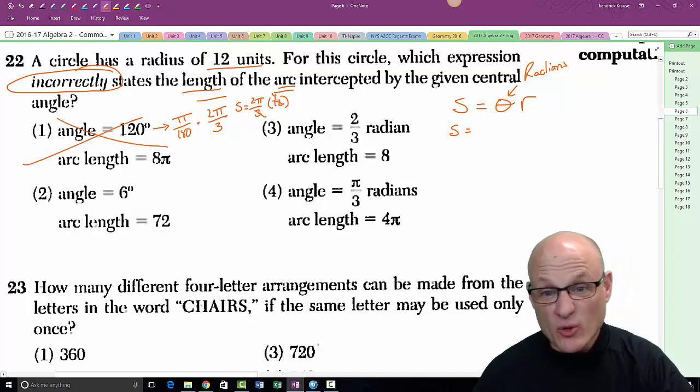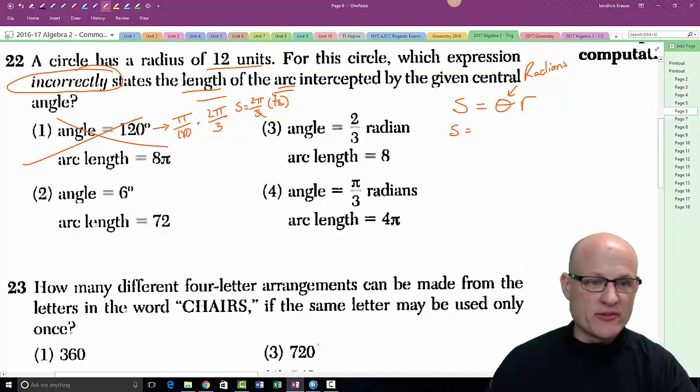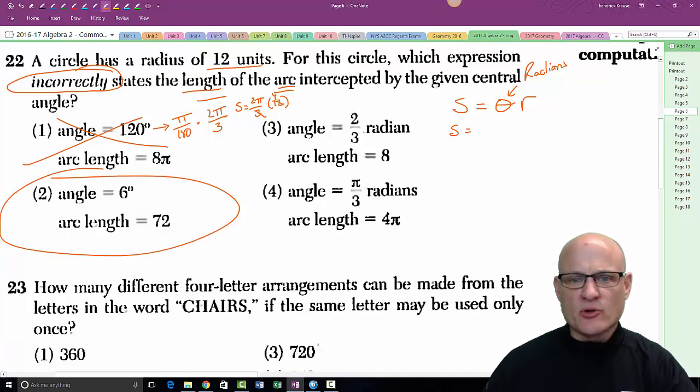I'm looking for the one that's wrong. I think it's going to be this one, and I'm like 100% sure it's 2. But let me check these. This one would be 2/3. So I've already got it in radian measure, so I'm just going to do 2/3 times 12, and 2/3 times 12 is 8. And this one's already in radian measure, pi over 3 times 12, which is 4 pi.